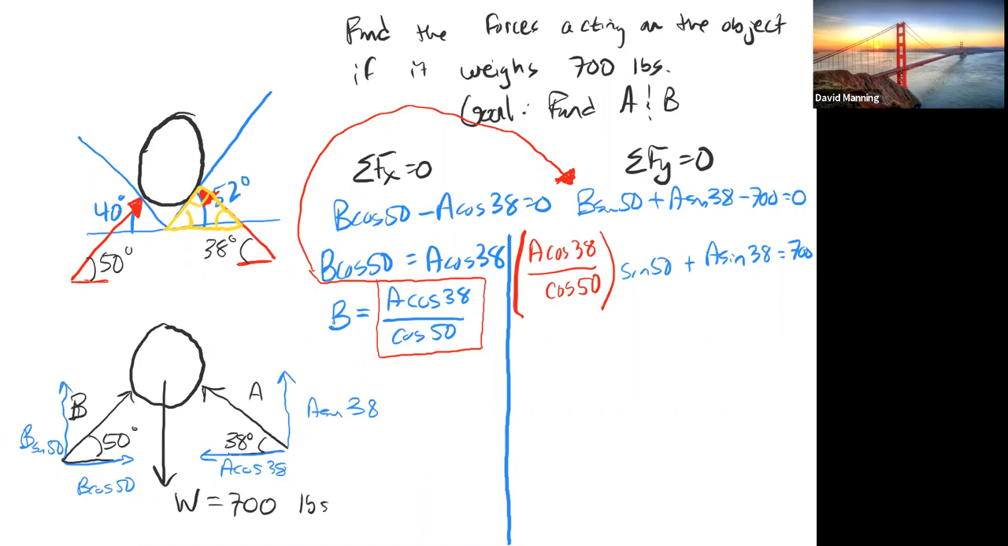Now I got to get A by itself. So I'm going to factor out the A, right? I'm going to take this A and factor it out. So that's going to give me A times cosine 38 over cosine 50 times the sine of 50 plus the sine of 38 equals 700. See how I factored that A out?